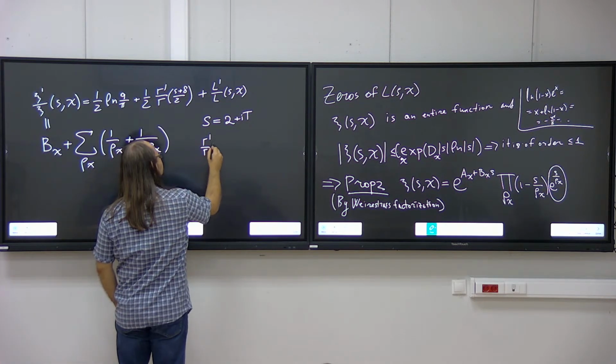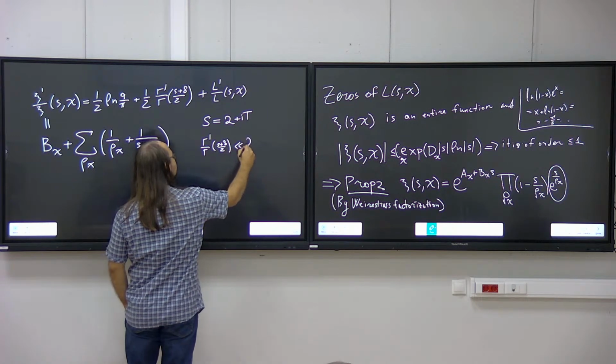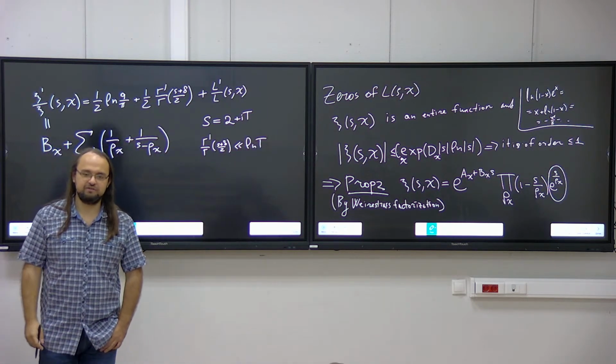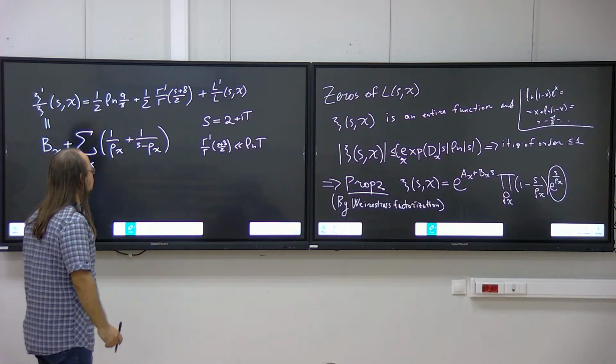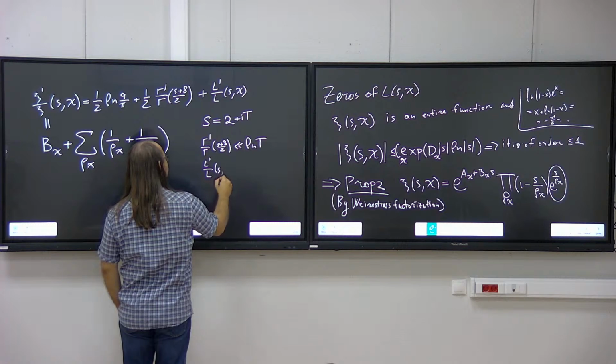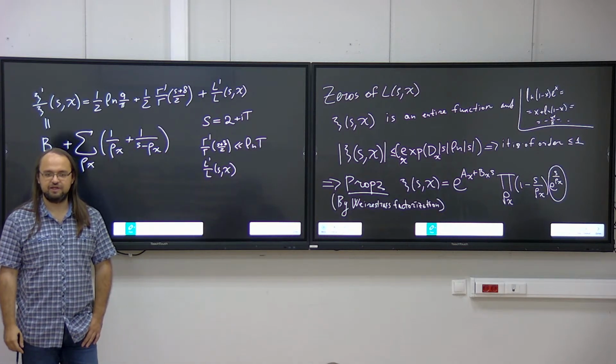Gamma prime over gamma, as usual, will be at most logarithm of t. This follows from the infinite product representation of the gamma function. L prime over L of s chi. How can we estimate this? Any ideas?